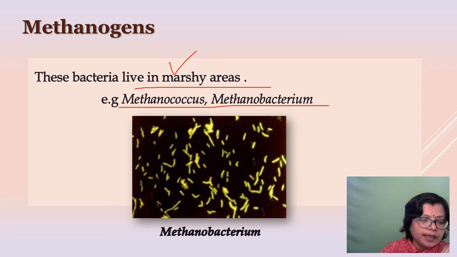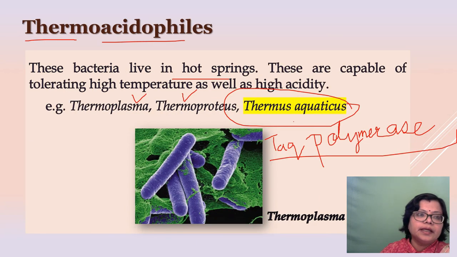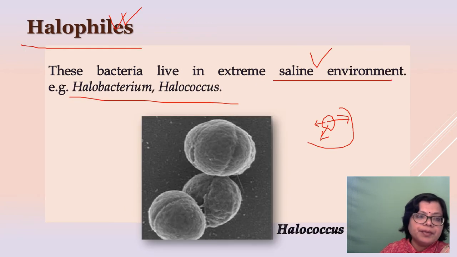Halophiles that I discussed may be purple colored because they contain a special type of pigment like bacteriorhodopsin, by which solar energy can be converted into ATP, but this ATP is not utilized for the synthesis of food, so they are heterotrophs.